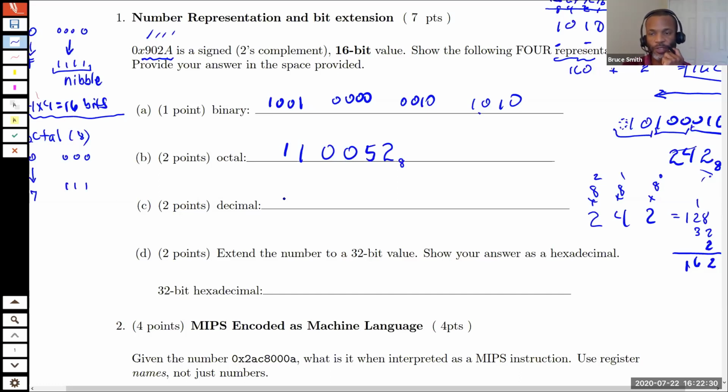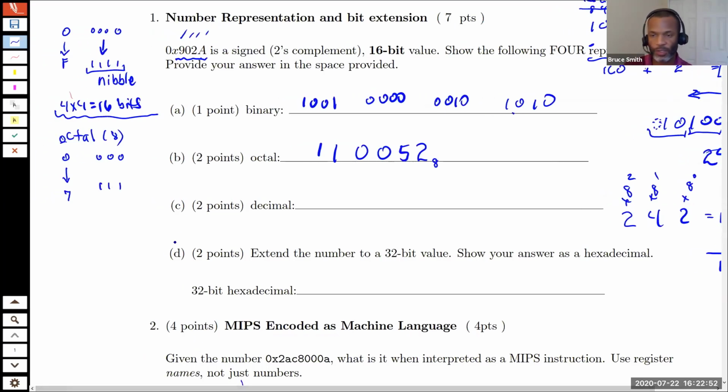So how do we turn this into a decimal? Well, there are a couple of things to consider, and you'll see examples from previous midterms that sometimes it's a negative and sometimes it's a positive value.